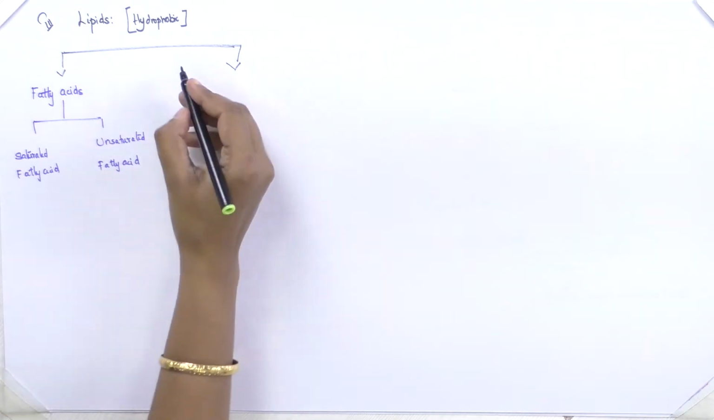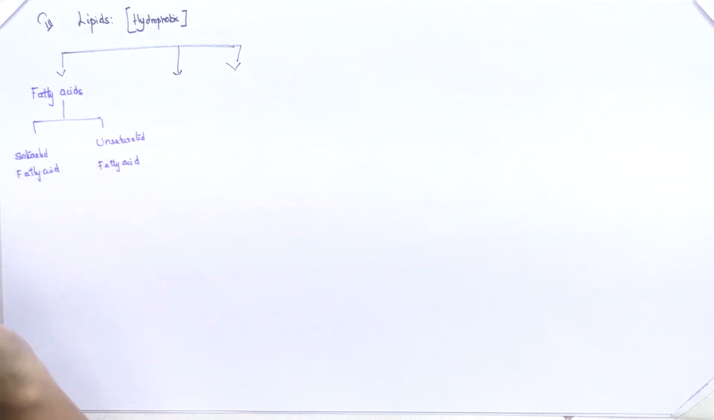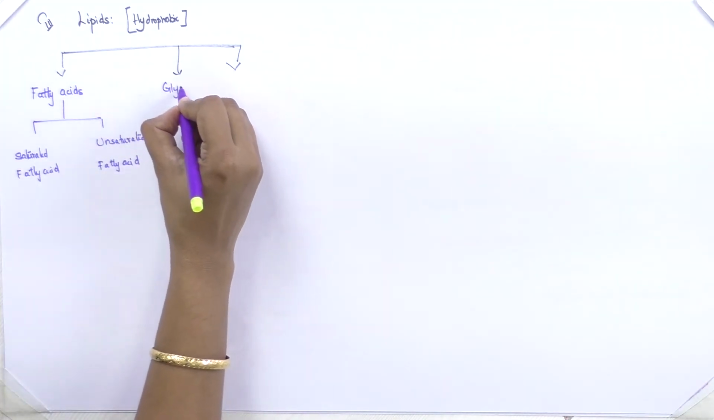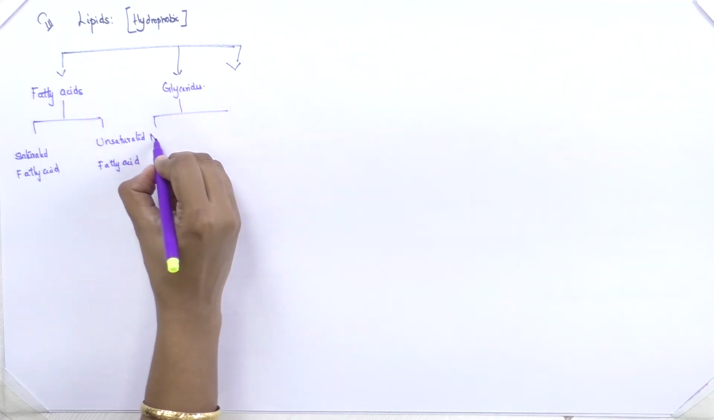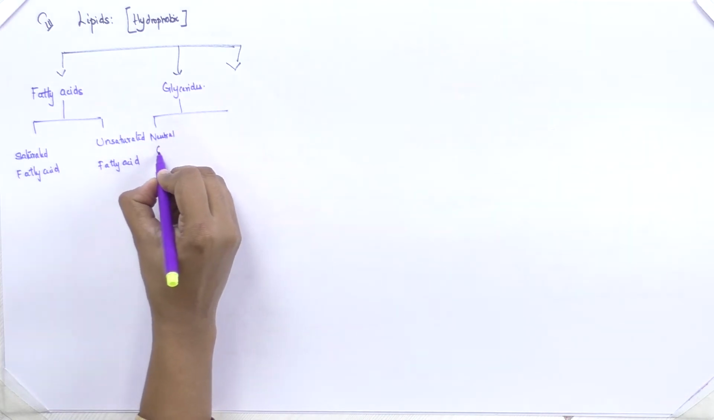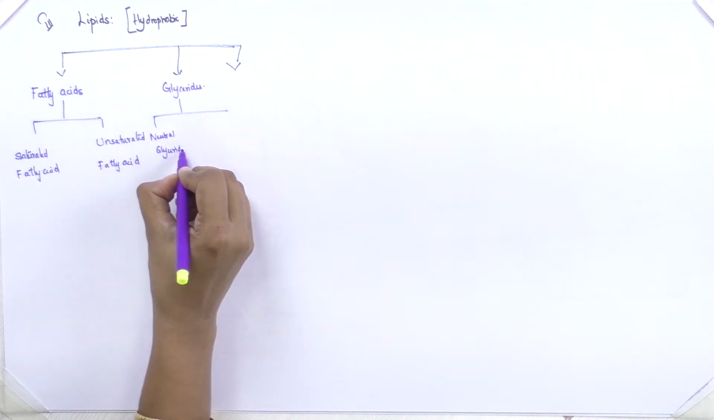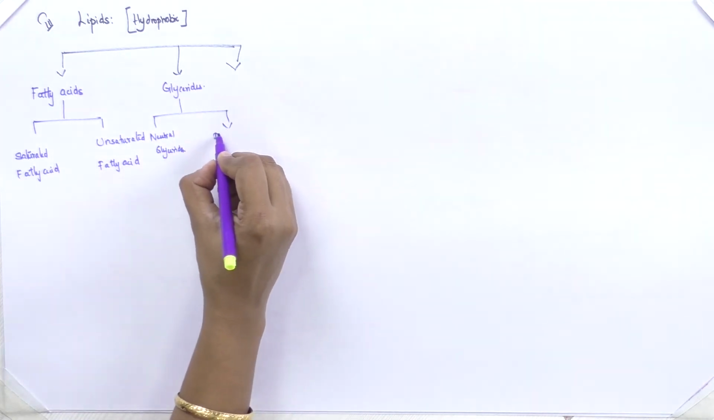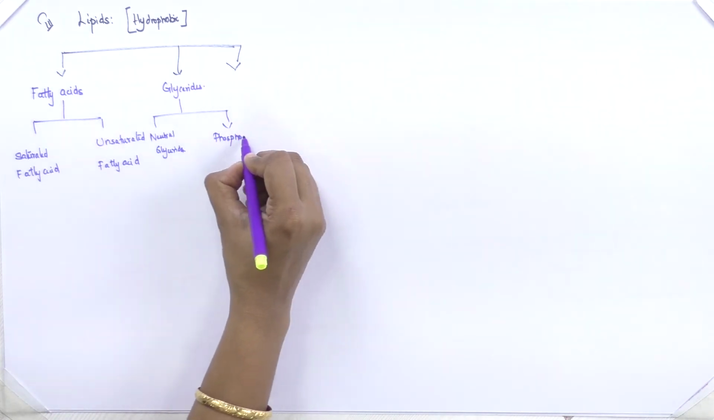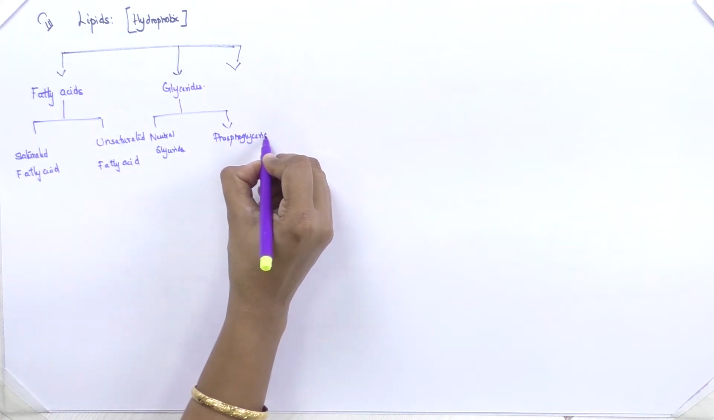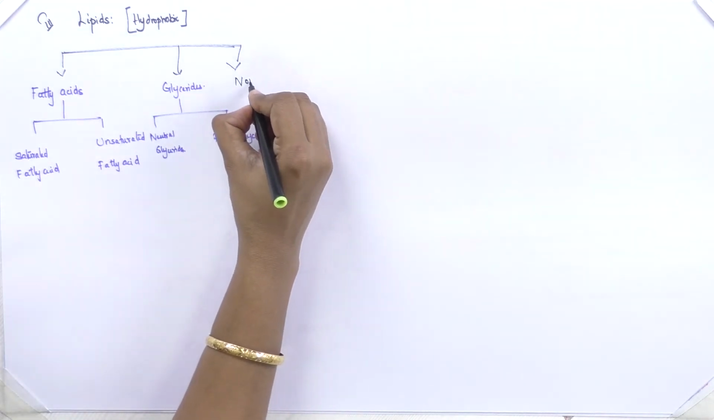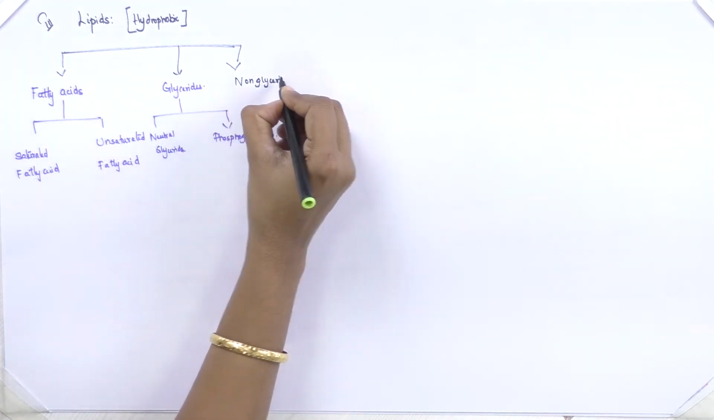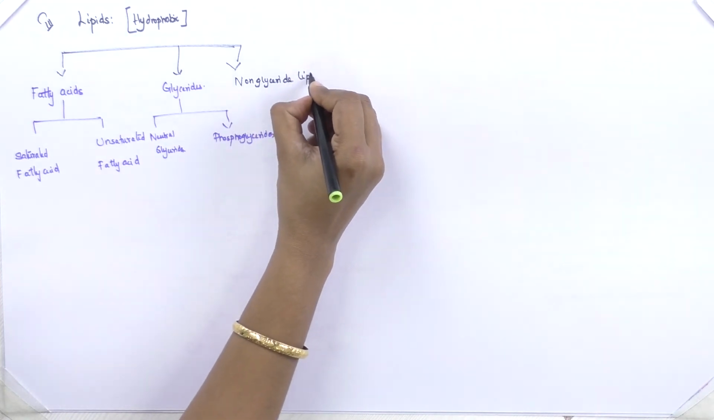And the second category comes glycerides. So under glycerides you have neutral glycerides and phosphoglycerides. You also have a non-glyceride category, non-glyceride lipids.